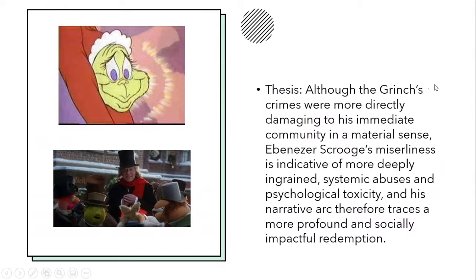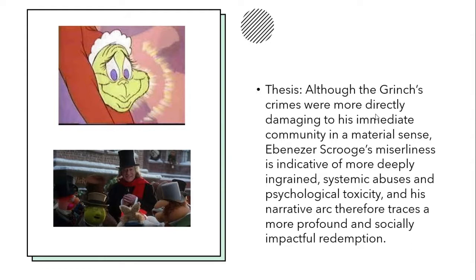So let's say you were writing a literary argument about the Grinch and Ebenezer Scrooge. Dr. Seuss's The Grinch and Charles Dickens's Ebenezer Scrooge. And the thesis you were making, the argument you were making, is that although the Grinch's crimes were more directly damaging to his immediate community in a material sense, Ebenezer Scrooge's miserliness is indicative of more deeply ingrained systemic abuses and psychological toxicity, and his narrative arc therefore traces a more profound and socially impactful redemption.